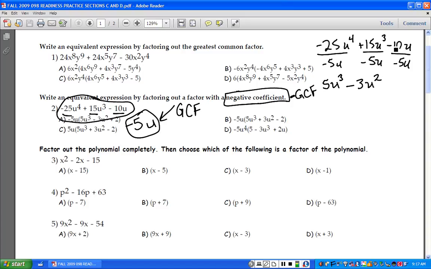And then last, a negative 10 over a negative 5. Negative and negative is positive. That gives us a positive 2. U over u, the u's would cancel, and you'd be finished with just saying positive 2. So once we find out everything that we have left, we write what we pull out times what would be left.